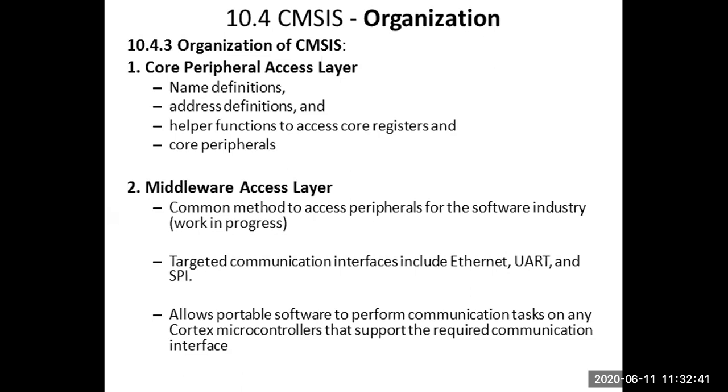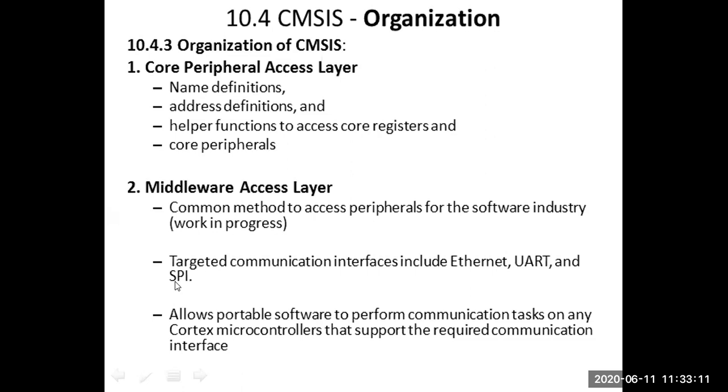This is to access the peripherals. The work is still in progress. Okay, the targeted communication interfaces are the common communication interfaces: Ethernet, UART, SPI, which we saw in the previous slide. It provides a common communication interface for Ethernet, UART, SPI, and this middleware allows portable software to perform communication tasks on any Cortex that supports the required communication interface. This we saw in the previous slides in the aims.